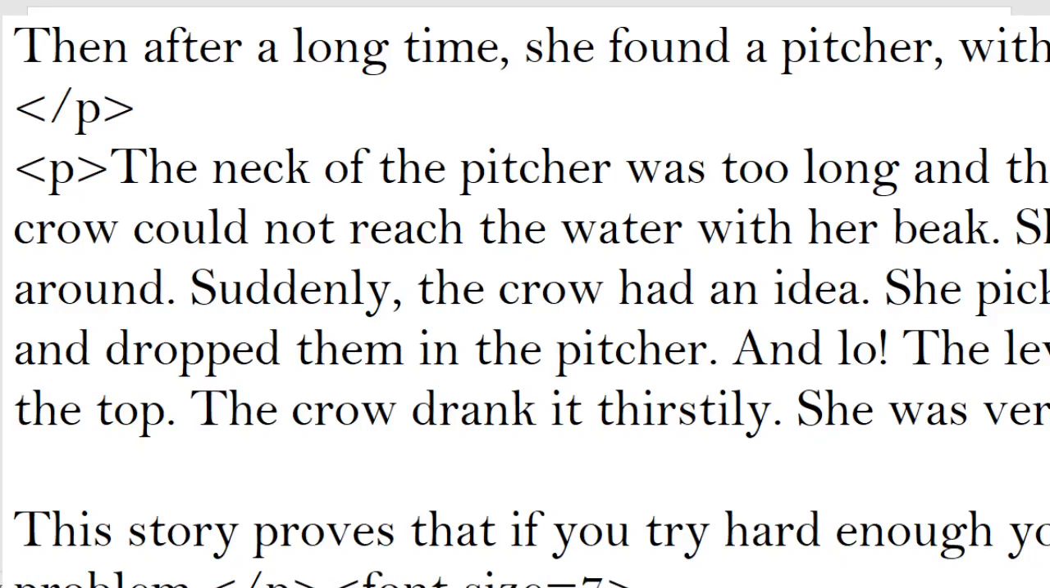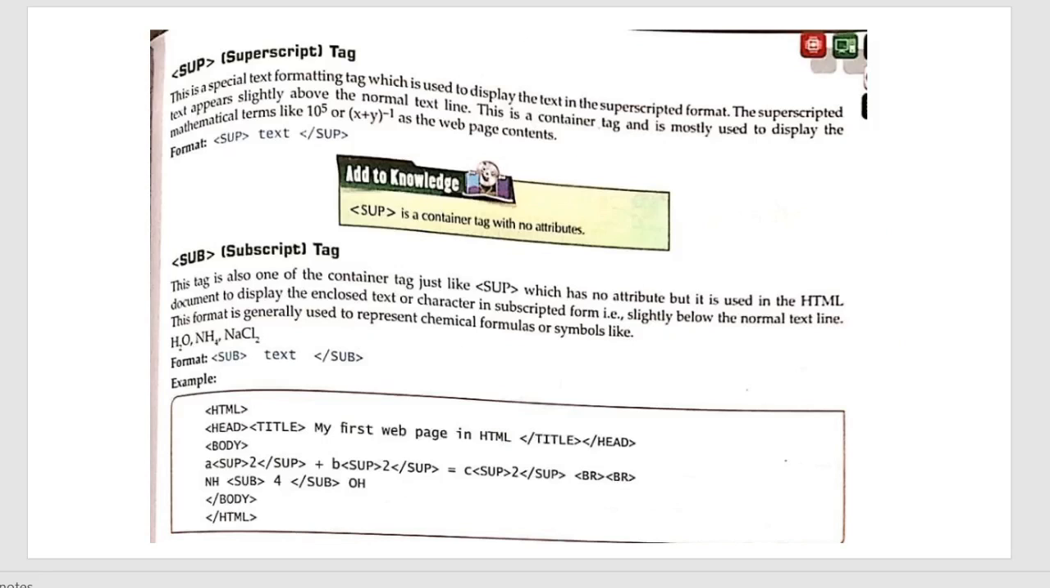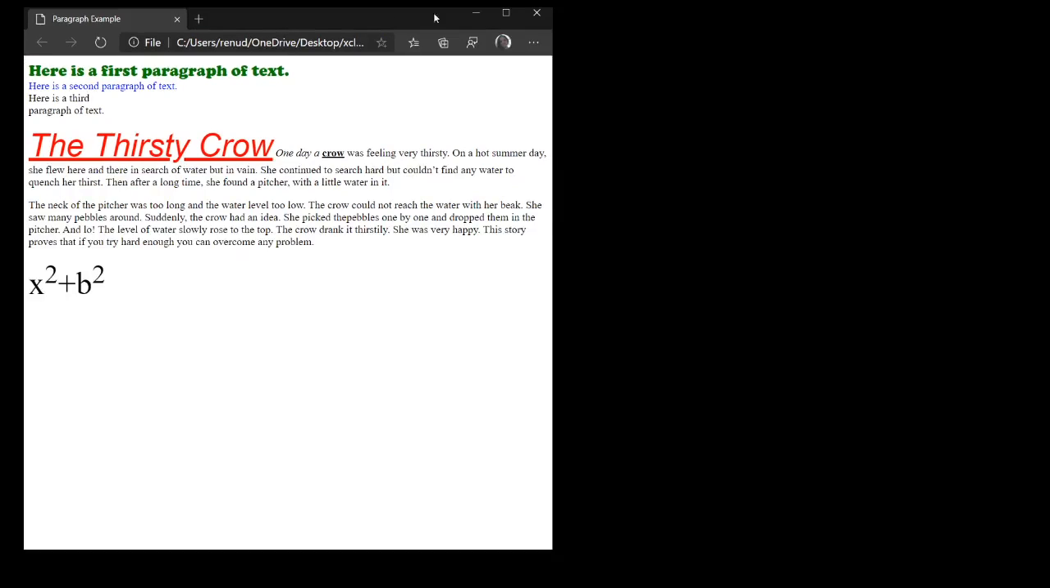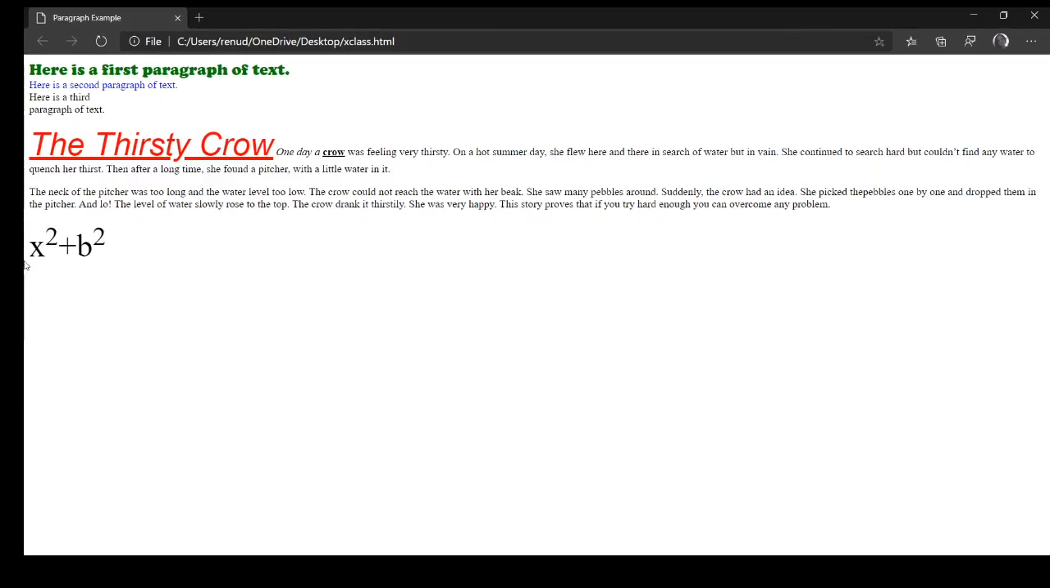So again you can save it here, minimize it, and after minimizing you can open your web browser here, and then use refresh, so you can see the output here: x square plus b square. We can take one other example here. For example, we want a plus b whole square.